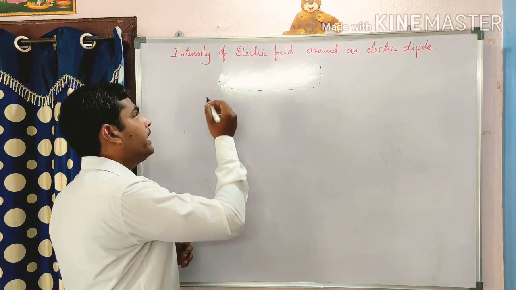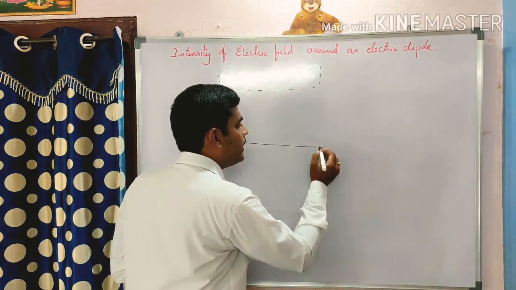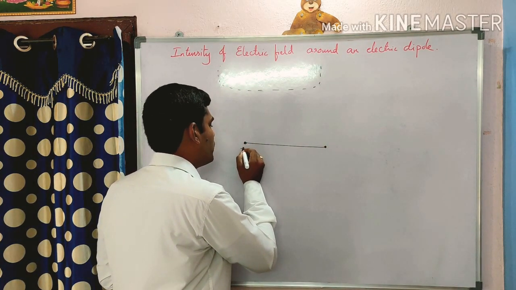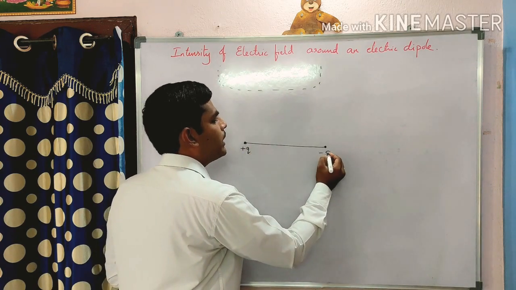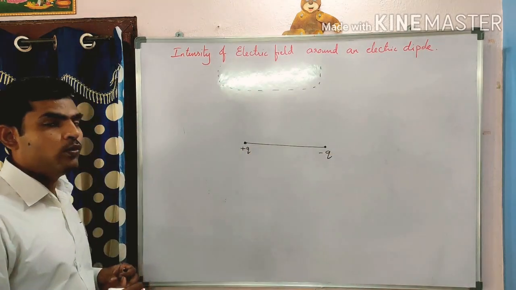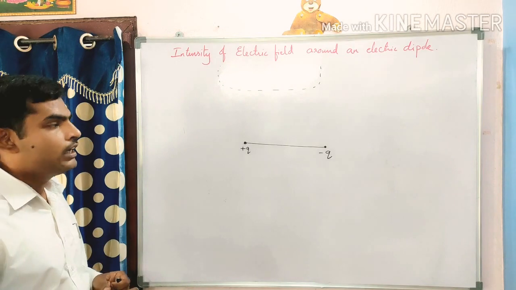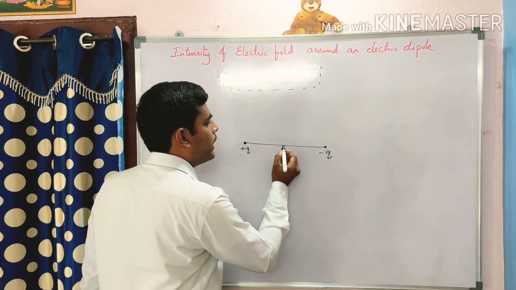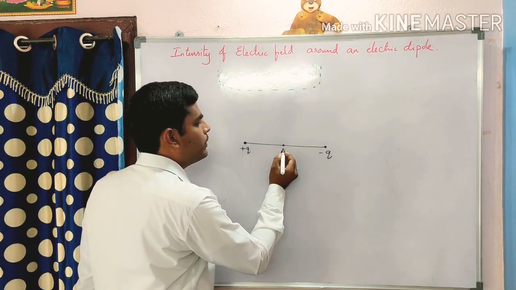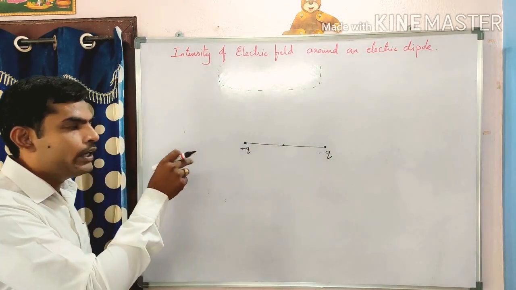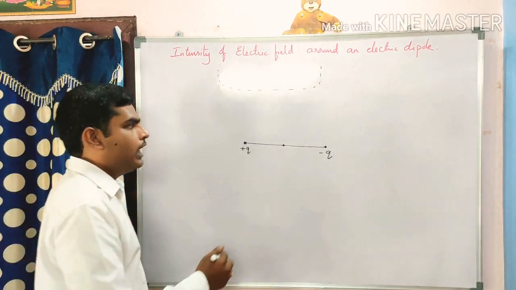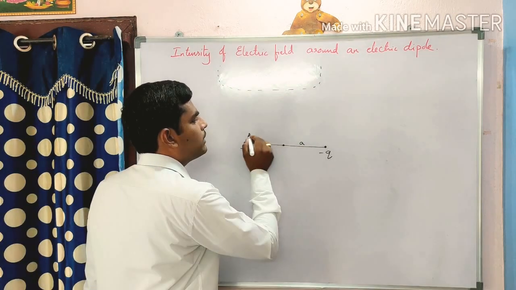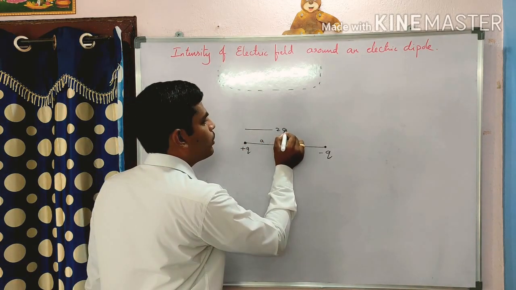Here the intensity of electric field is not equal at different points. For example, this is a positive charge and this is a negative charge. Dipole. You know well what a dipole is. A dipole is a pair of two charges separated by a distance 2a, where this is the center of the dipole. The midpoint of the dipole is the center, and from here to here the distance is a, and from here to here the distance is a. The total distance we take as 2a.